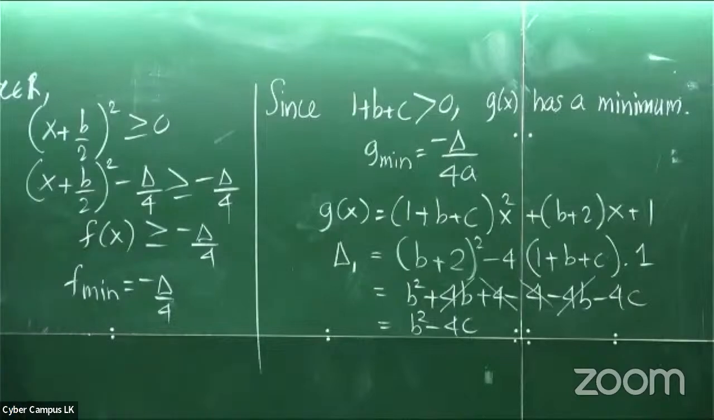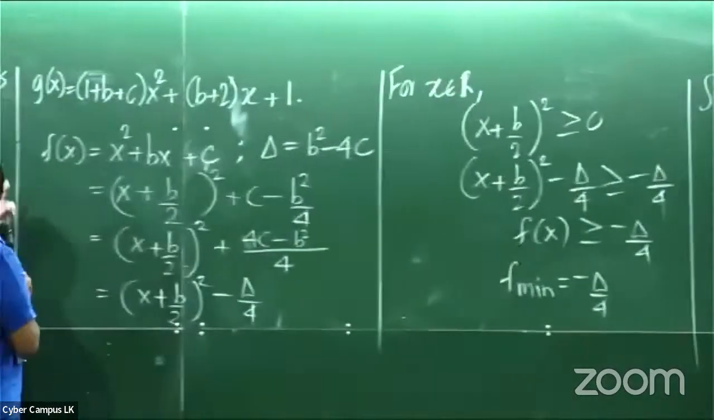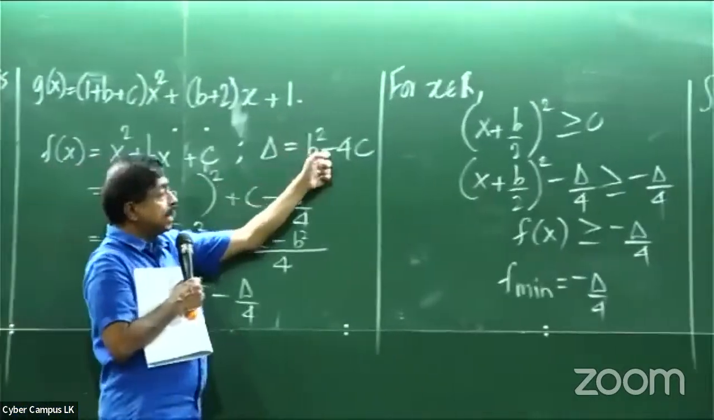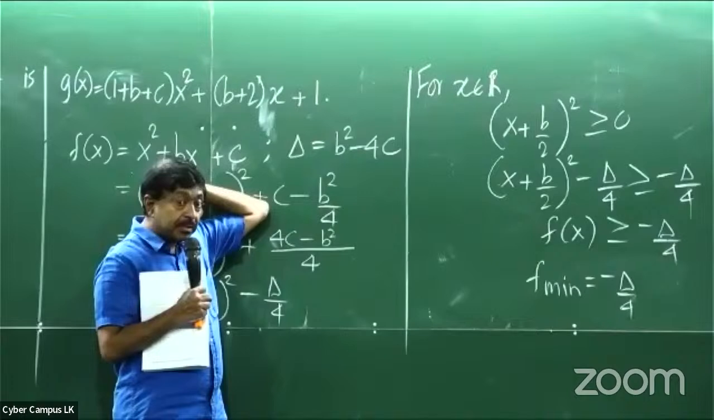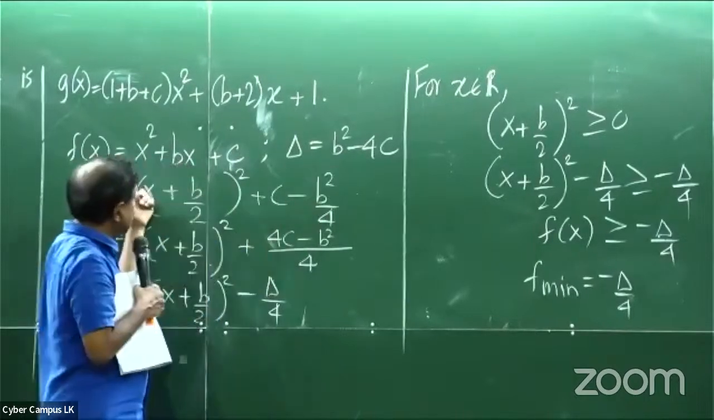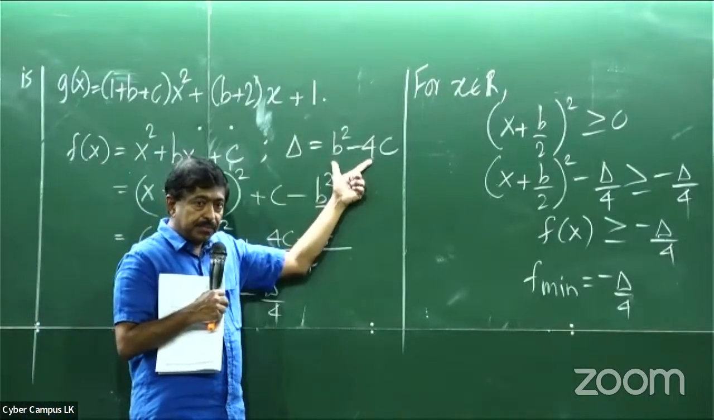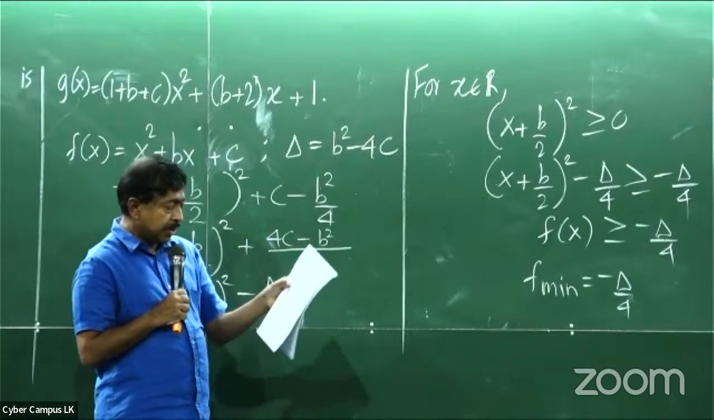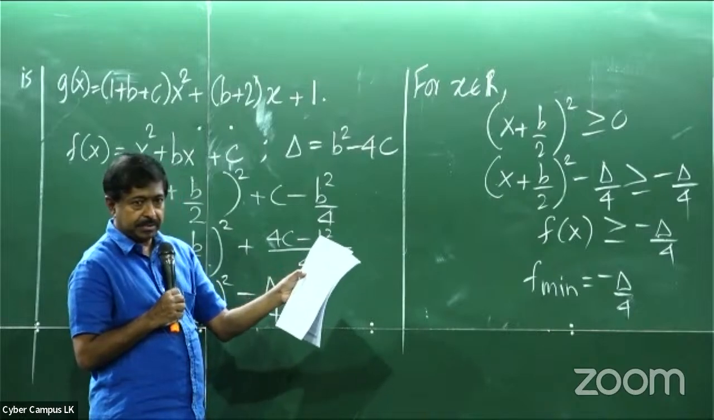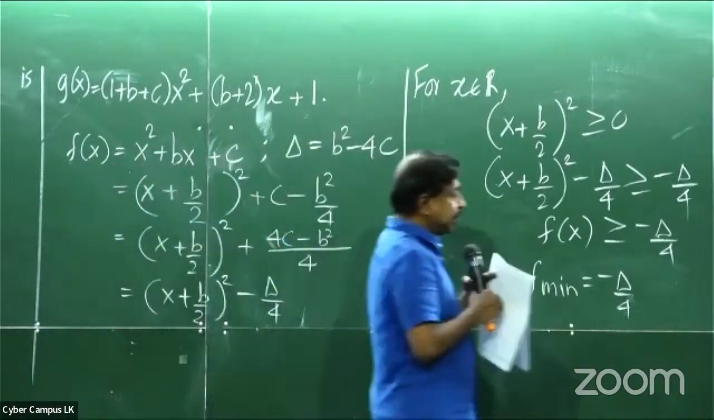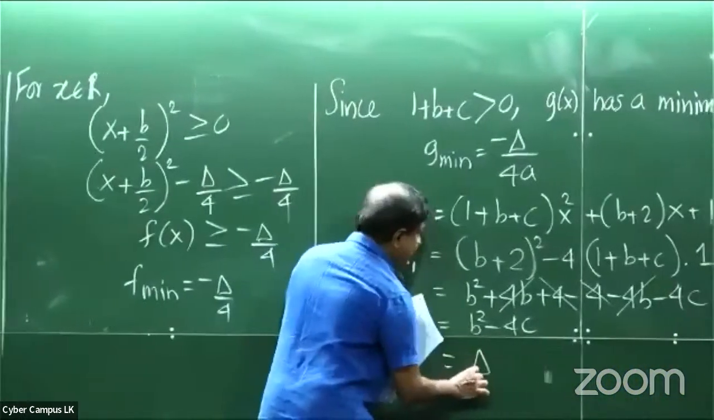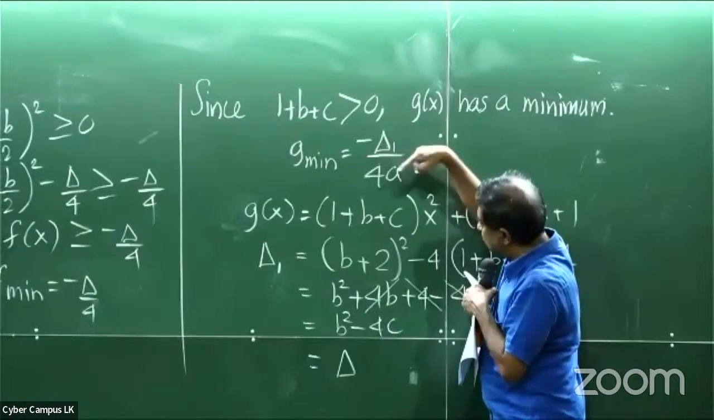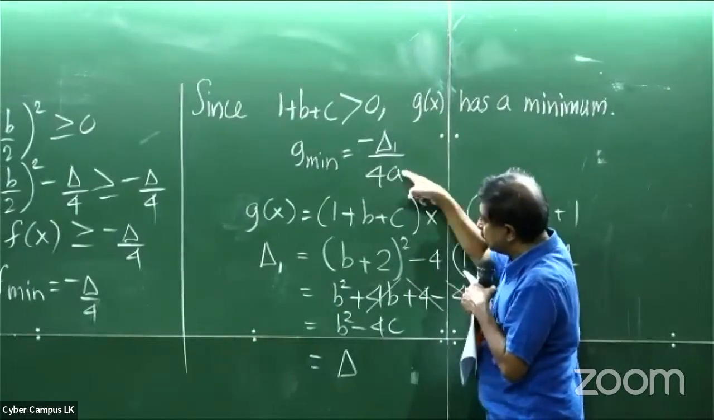What is B squared minus 4C? B squared minus 4C is the delta of fx, right? Because A is 1, therefore this is delta. Because in this problem, it's given that delta is equal to B squared minus 4C. The line before the last, you have that for this particular problem. So this is delta. Yeah, this should be delta 1. No? The discriminant of the function g, minus of that divided by 4a.